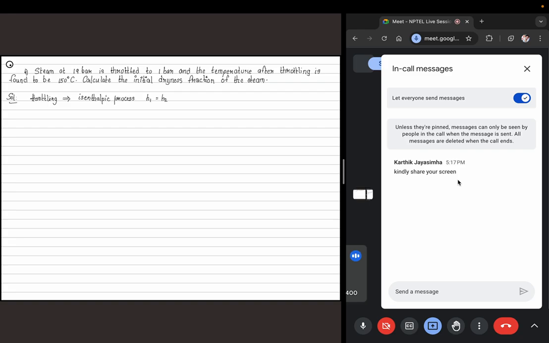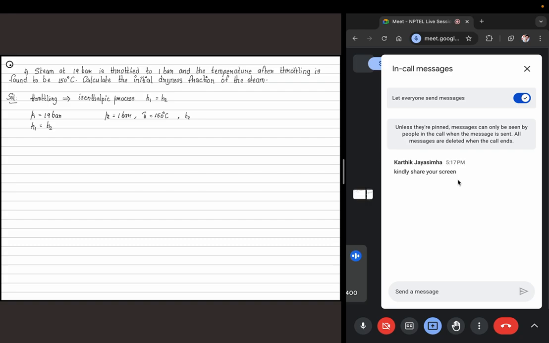So what are the values that I know here? The initial pressure is given, the final pressure is given, and the final temperature is also given. All you are asked to find is the initial dryness fraction of the steam. So if I can calculate H2 here, H1 is known to be equal to H2. Once I know the pressure and enthalpy, I can back calculate the value of dryness fraction from there.